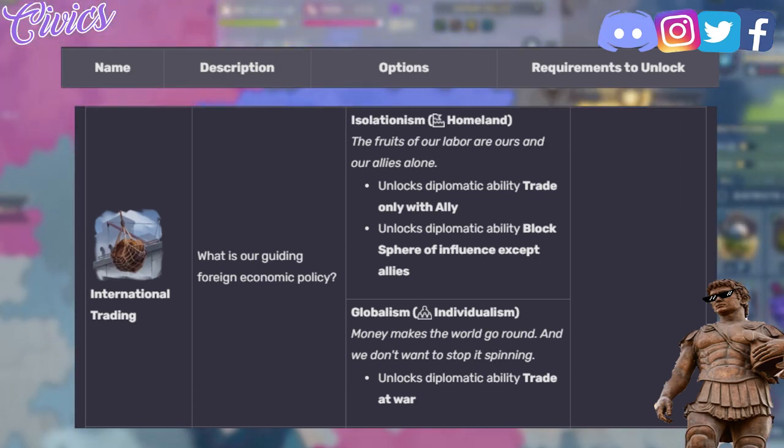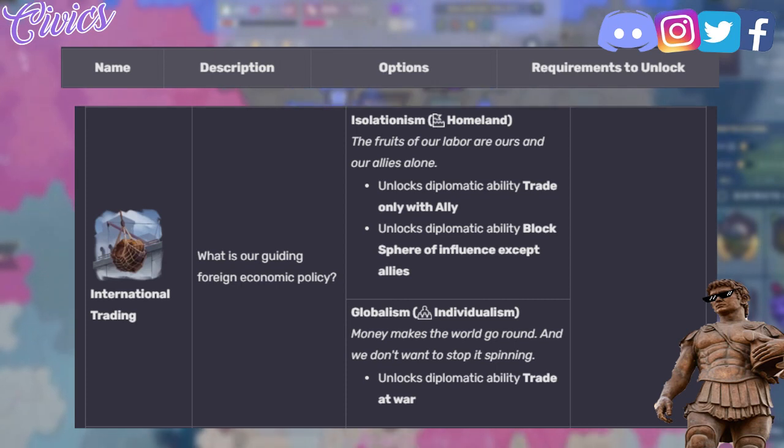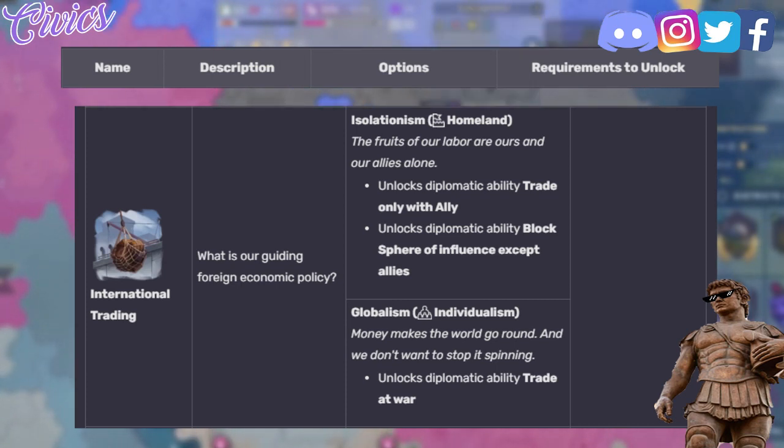Option B, globalism, individualism. Money makes the world go round, and we don't want to stop it spinning. Unlocks diplomatic ability, trade at war.